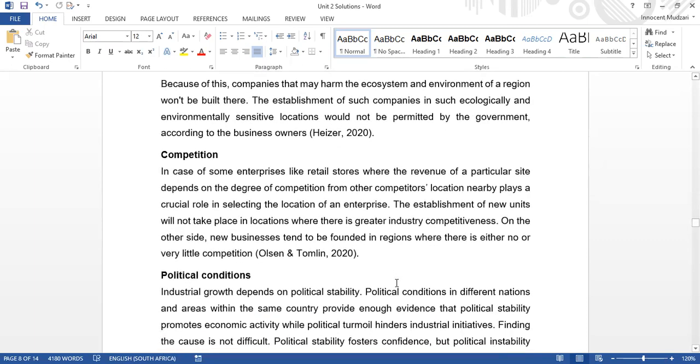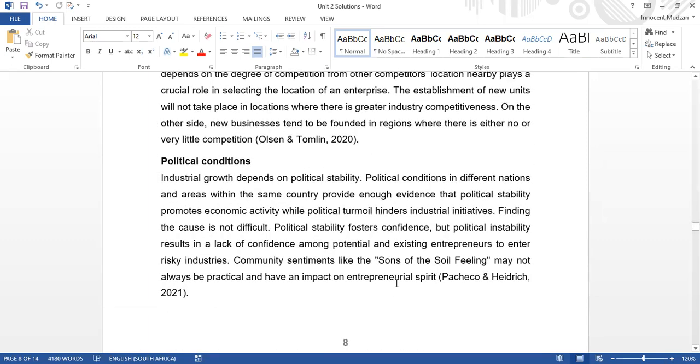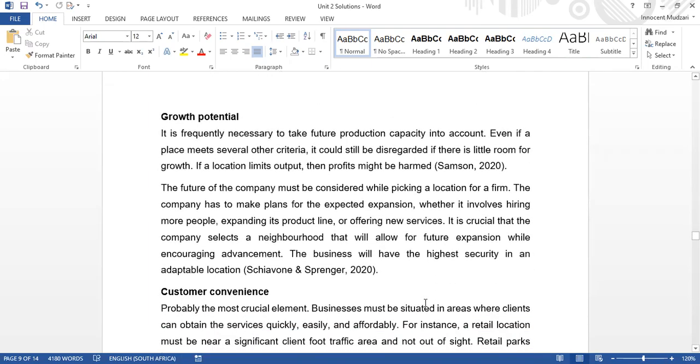The other is competition. You write about competition. So in the case of some enterprises, like retail stores, where the revenue side depends on the degree of competition, the competitors' locations nearby play a crucial role in selecting the location of an enterprise, right? And also, you can write about political conditions. The political conditions also affect the locational decisions. Okay, and then the other that you can write about is growth potential.